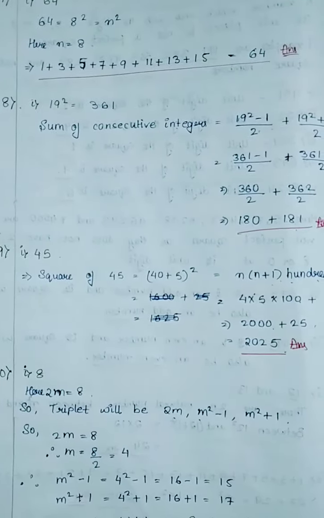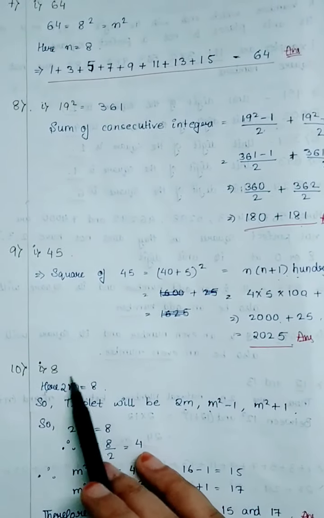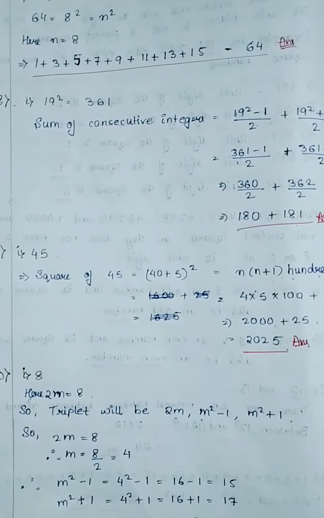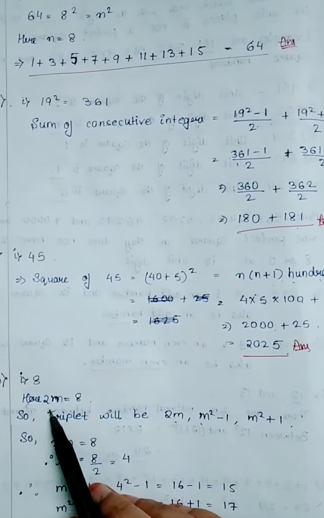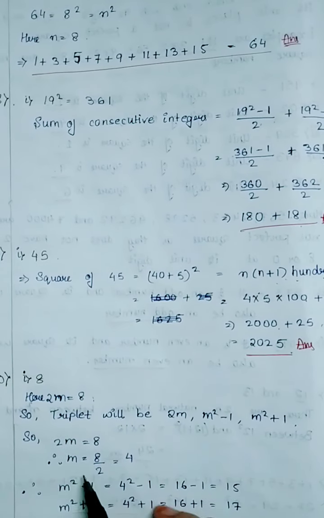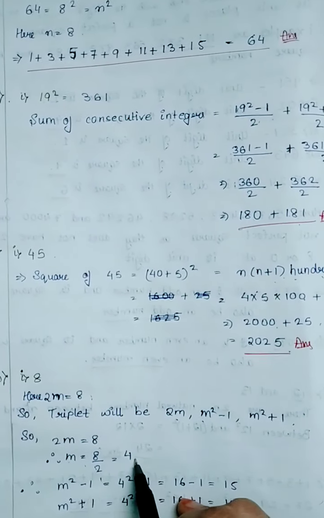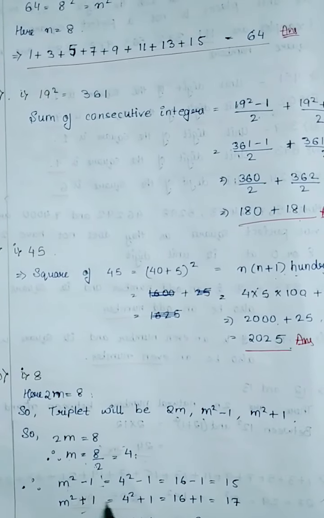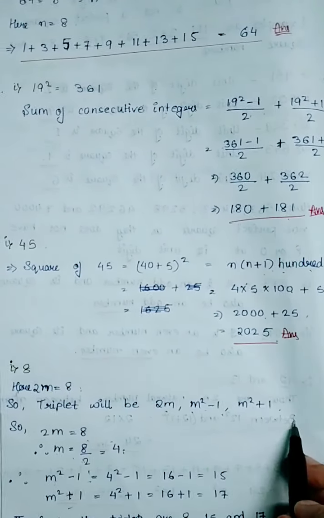Then question number 10. Here the first number given is 8. You have to find the Pythagorean triplet, that is, find the 2 more numbers. The least number given is 8, so we write 2m equals 8. From here m is equal to 8 by 2, that is 4. After we have found the value of m, we put it in m square minus 1 and m square plus 1.